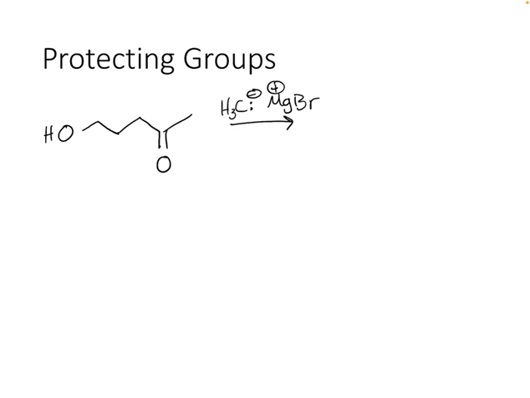So according to our last lecture, we would typically expect that negative carbon in the Grignard reagent to attack the partially positive carbon on the carbonyl group. However, unfortunately, the alcohol is going to prevent that from happening. So this is a problem.